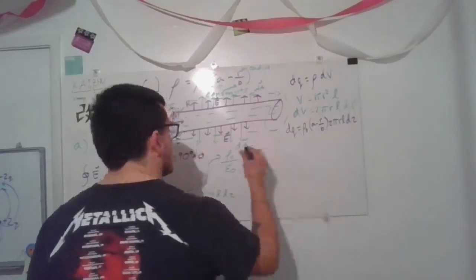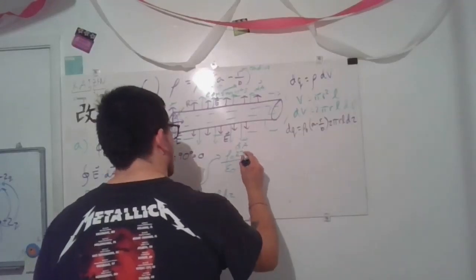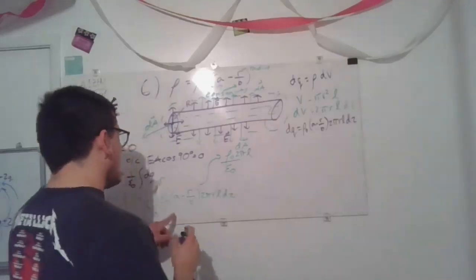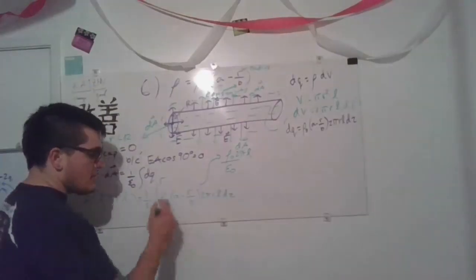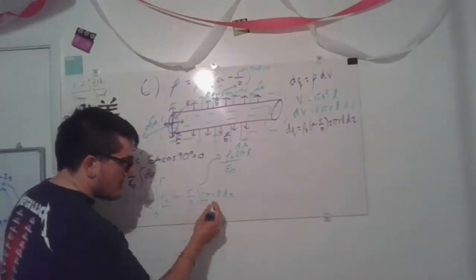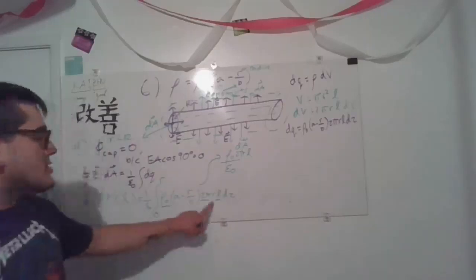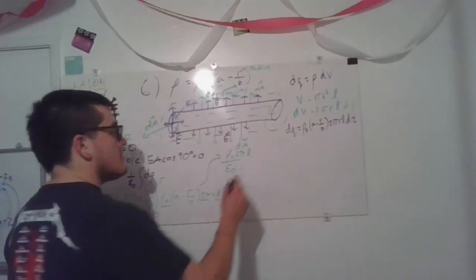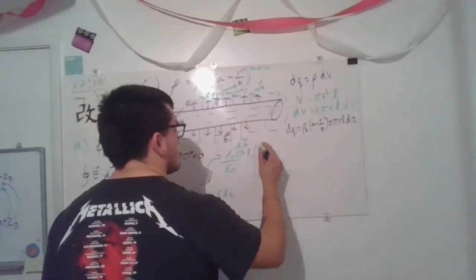Oh, wrong marker. 2, pi, and L, right? Because I'm going to pull out rho because it's distributed. I'm going to pull out 2 pi, I'm going to pull out L. The only thing I'll distribute is the R. So now, with the integral, I should have something like this.